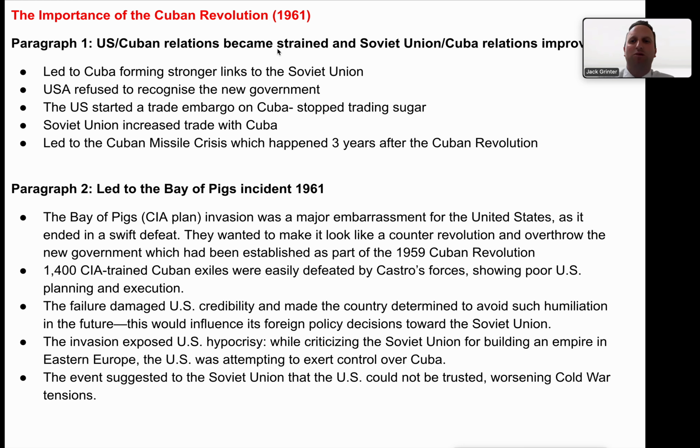Soviet Union-Cuba relations improved. I'd write all about the trade embargo, the USA stopping trading sugar with them. And you could also say in there as well that it led to the Cuban Missile Crisis, which is what we're going to look at in a minute.